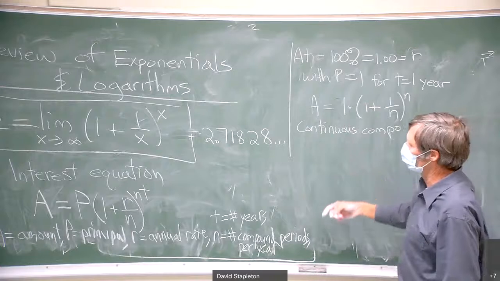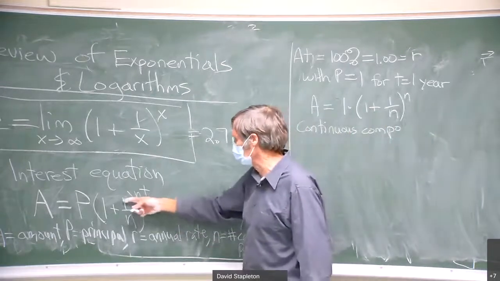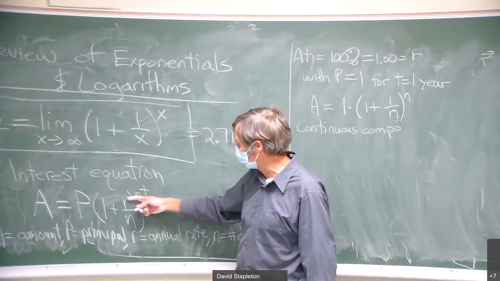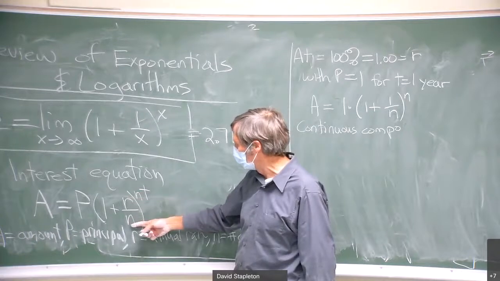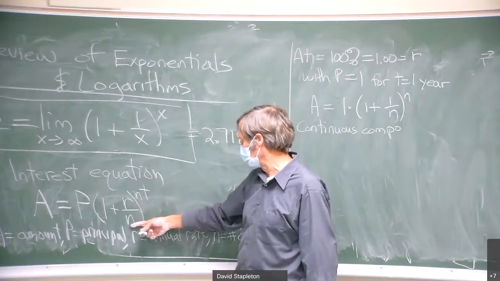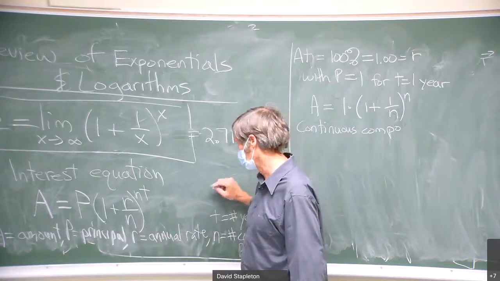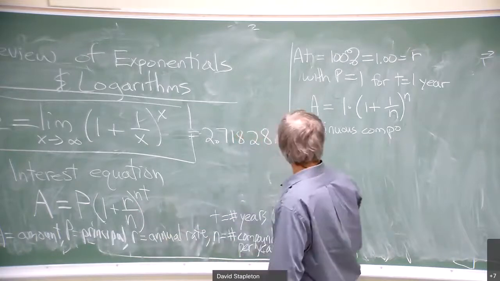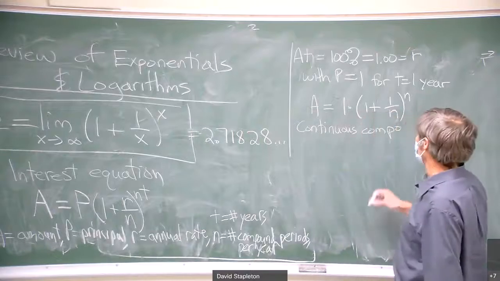Just taking the interest you get per period is the annual rate divided by n. So if it's 6% rate and it's compounded once per year, R is 0.06 and n is 1. Compounded 12 times per year, you got 0.06 divided by 12, which is 0.005, right? So that's the way this works.